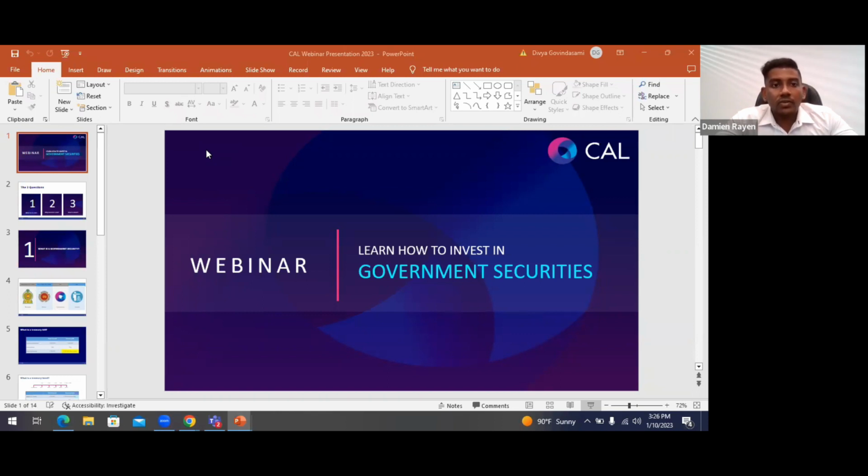If we are buying a new bond through CAL, can we still do it through the portal? Yes, for both bills and bonds, you can still buy through the CAL portal.